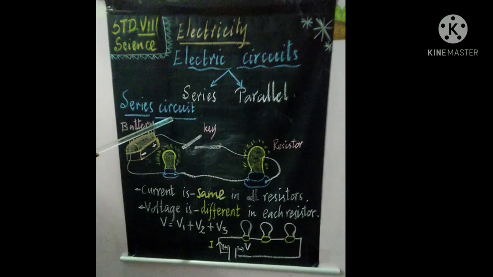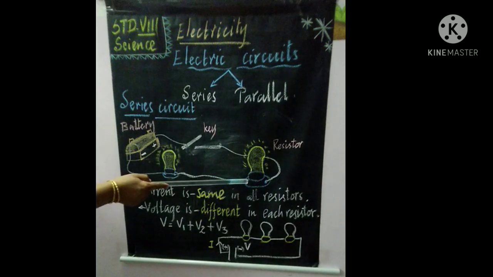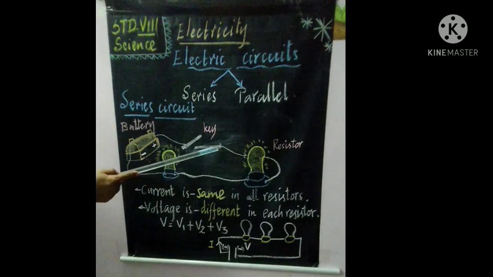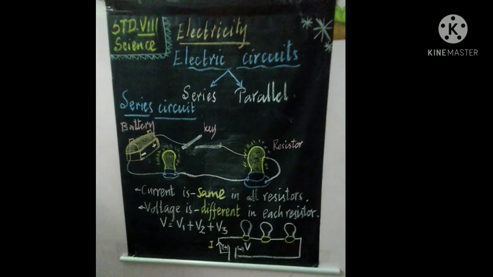So this is the series circuit. You know the connection already. Two resistors, that are two bulbs, are connected with the key and the battery. We'll see the concept of this series circuit.